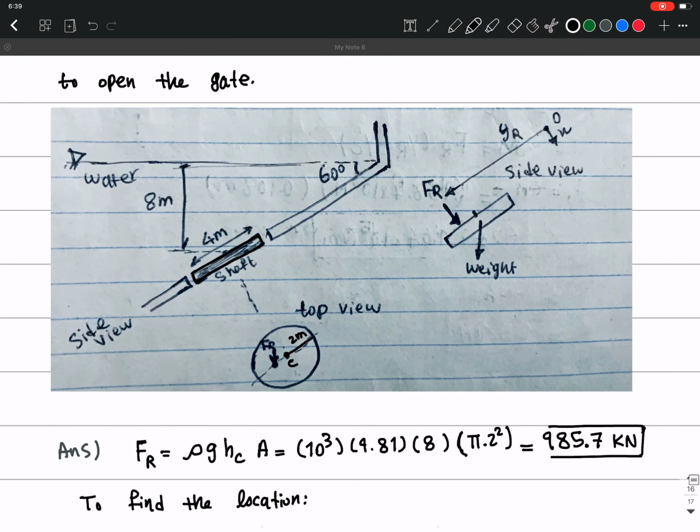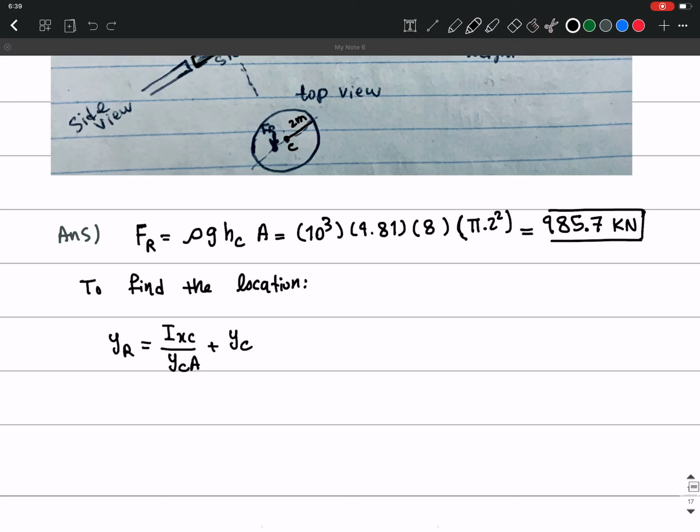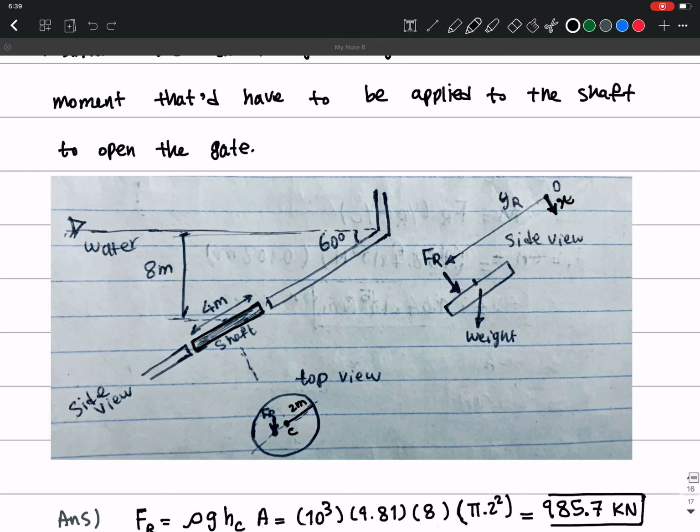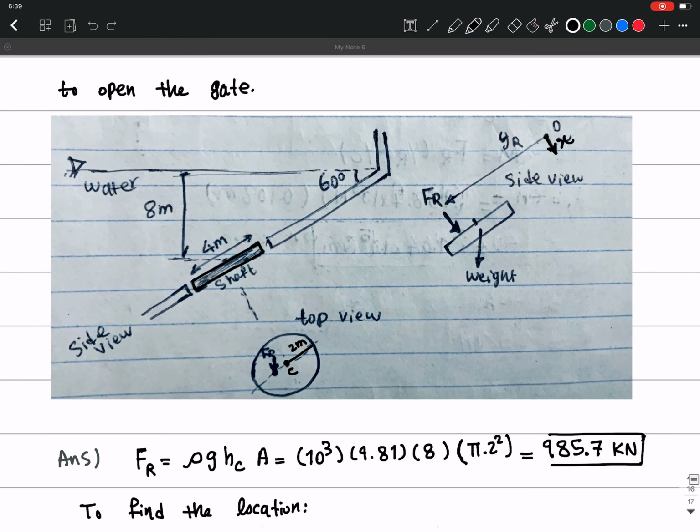So we have to get the moment of inertia around this axis, Ixc, and then divide it by yc times A, plus yc. This is going to be yr, the location of the resultant force. This is the location where it is going to be, and this is the centroid. From here to here we have yc.